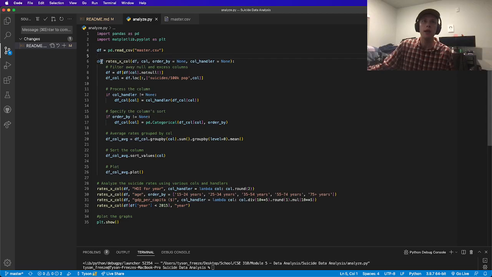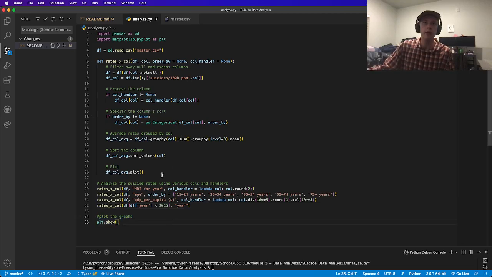Then we have a generic function called rates cross column, which will analyze different data columns against suicide rates. We pass in arguments for that 4 times, which creates the 4 graphs, and we plot them here.